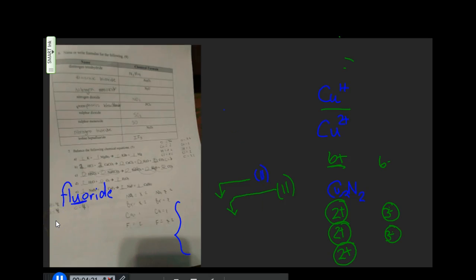What I would suggest you do is go through the periodic table and highlight all the metals that have more than 1 charge. And at the bottom of your periodic table, make some kind of note to indicate that you need to include a Roman numeral in those charges. Okay.